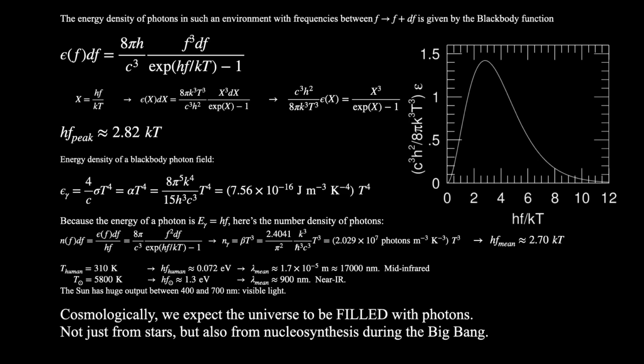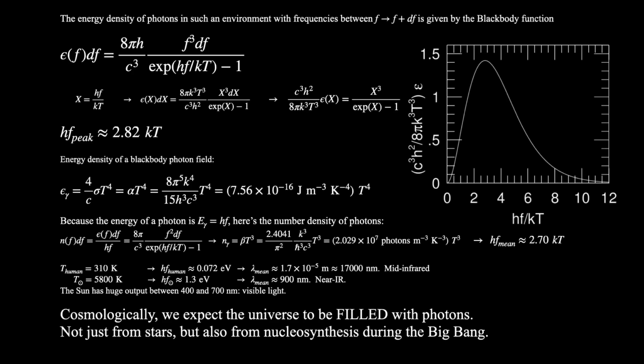So first we have the energy density inside of a range. But what if we integrate the entire thing to get the energy density of the entire blackbody photon field? So that's epsilon sub gamma, and that's equal to 4 over c times sigma, the Stefan-Boltzmann constant, times the temperature to the fourth power. That 4 over c arises from how the direction of diffusion and rate of movement of photons inside of a field are measured and integrated.